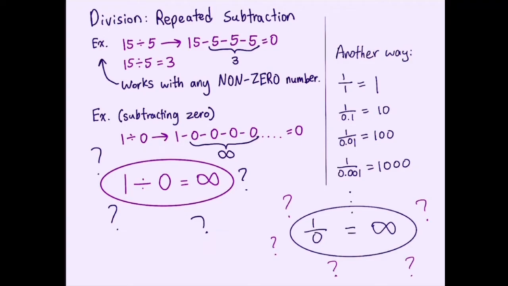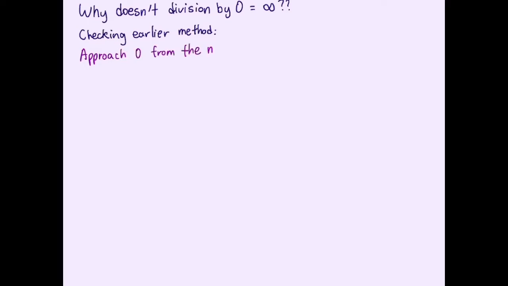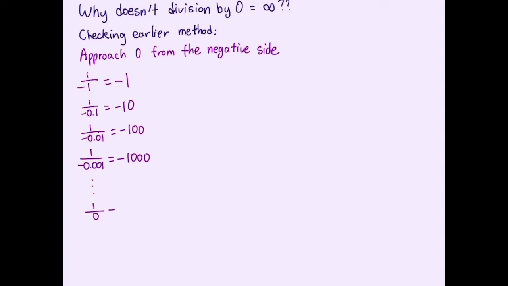So it seems that dividing by 0 really equals infinity, but this is not true, and now we will see why. Let's check to see if the method we just used works for any number. Approach 0 from the negative side, starting with -1. As you divide 1 by each negative number, your results get closer and closer to negative infinity, not infinity. Remember that these are two completely different numbers, on opposite ends of the number line.